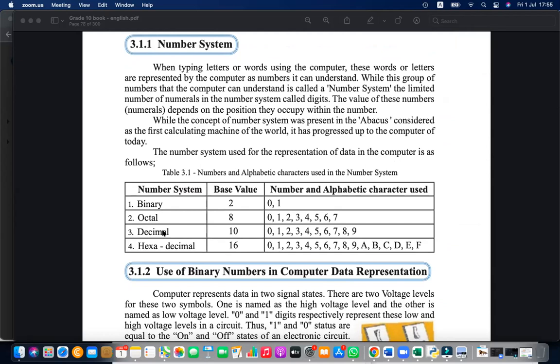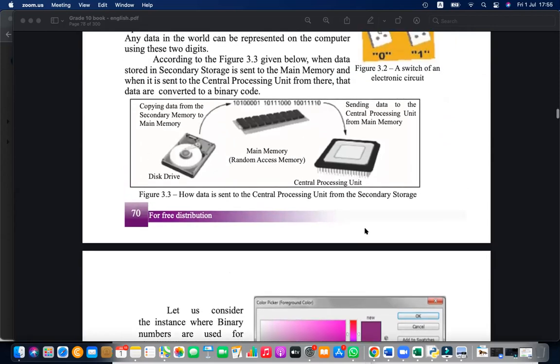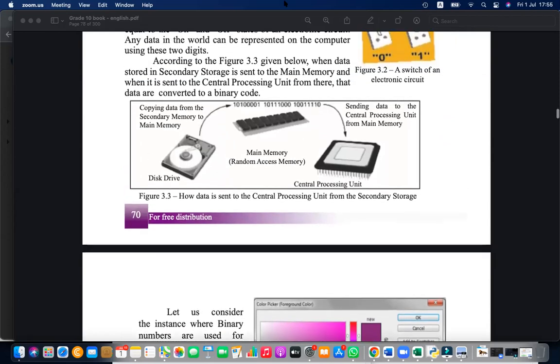Then we learn about the number systems: binary, octal, decimal, hexadecimal, the base and the symbols. And we learn why it is needed, because it is very easy to represent. Binary is very easy, only two states. On a hard disk, north-south and south-north. If it is a CD, pits and lands, burned and unburned areas.